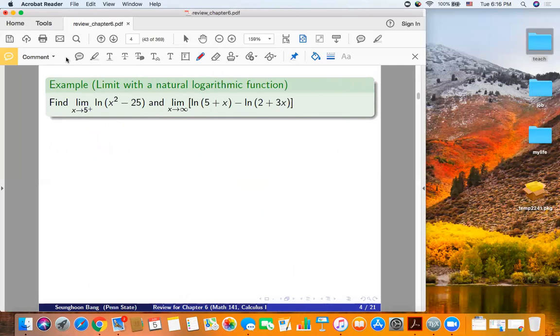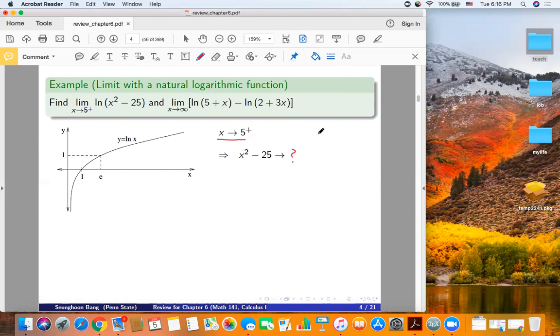So what's the best way? I want to use the graph of the ln function. This is a graph of the ln function. So we can go step by step. x approaches 5 from the right. What happens to the inner function of ln, x squared minus 25? So what is the answer?